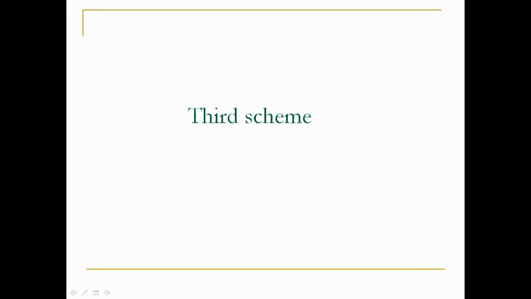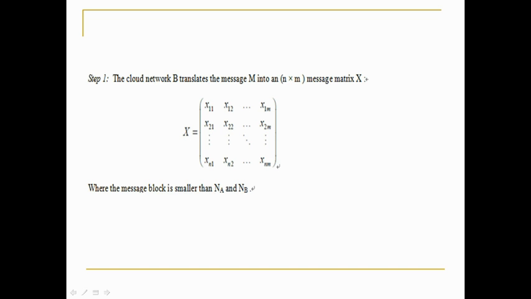So what is the third scheme? In order to solve the vulnerability that also happens in the first scheme, the third scheme is proposed, and it can also be used in cloud computing. So that's why you can see in step 1, the cloud network B translates the message. It's all the same as scheme 1 and scheme 2.